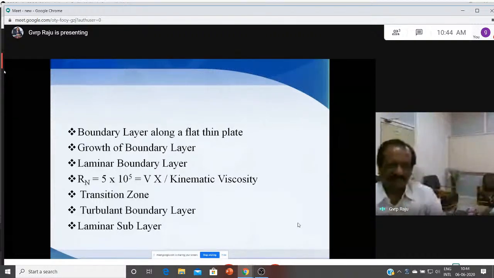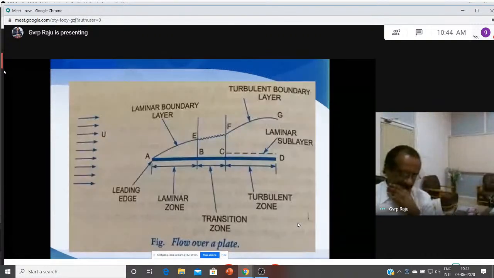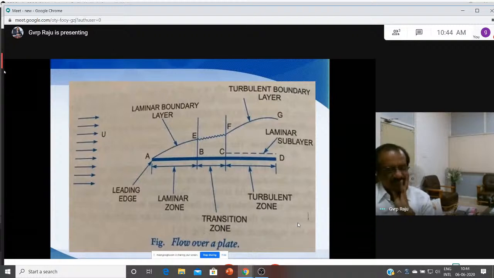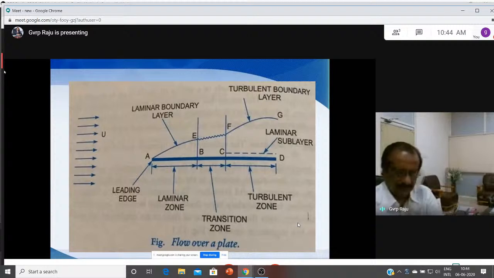Another growth of boundary layer. So this is the case here. Then how will you consider the flow over a plate?